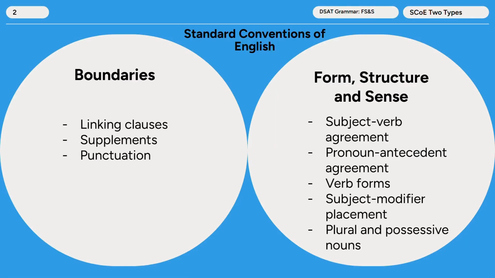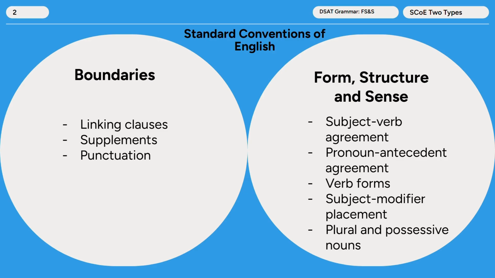So this is a review from the last video where we covered boundaries and explained that there are two different major sections of the grammar section to the SAT. Previously, we covered boundaries, which covered linking clauses, supplements, and punctuation. Now we're going to be focusing a little more on form, structure, and sense, with an emphasis on subject-verb agreement, pronoun antecedent agreement, which is basically just saying that the pronoun must match the number in the subject that it refers to, and also the gender in the subject that it refers to.